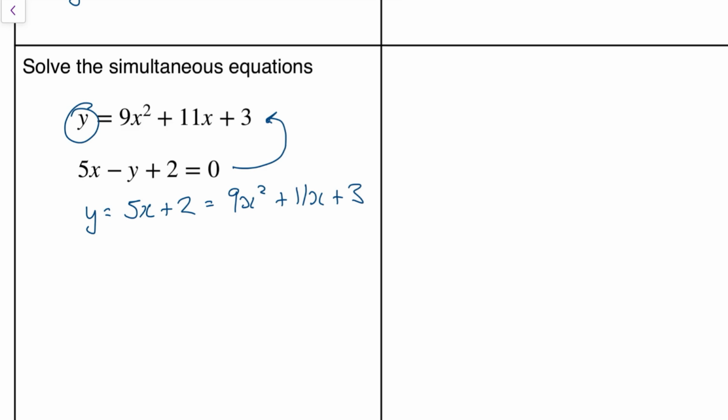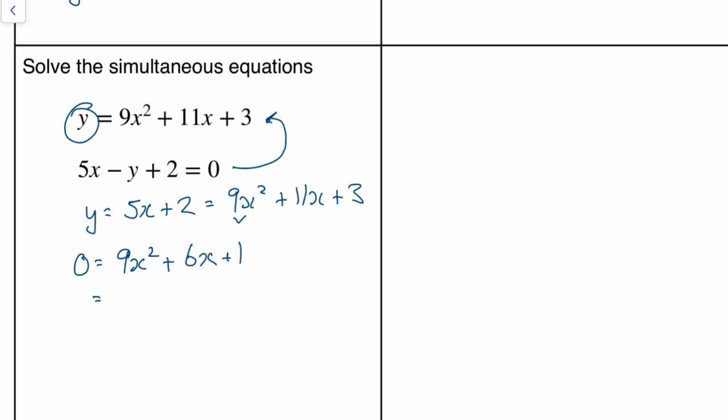Now, let's do some collecting on both sides. I'm going to move over to the right. So that's going to give me 9x squared. So I've used that. 11x minus 5x is going to give me 6x, and that's plus. And then 3 minus 2 is going to give me 1. Now, normally I would say you can't do this, but actually this is one of these clever ones whereby it's all on the x squared, isn't it?